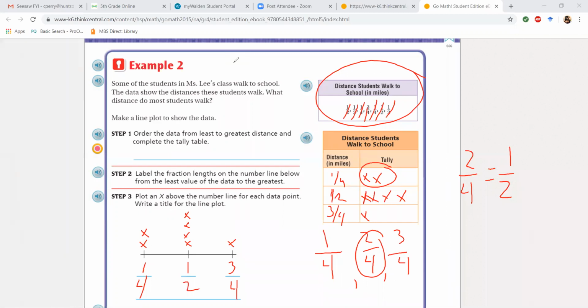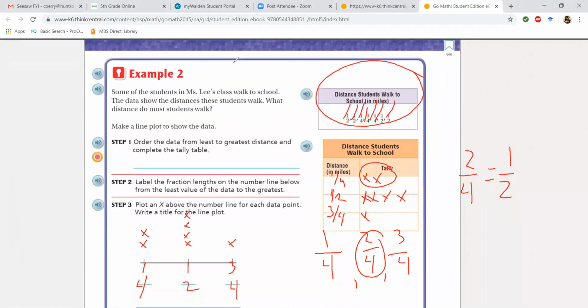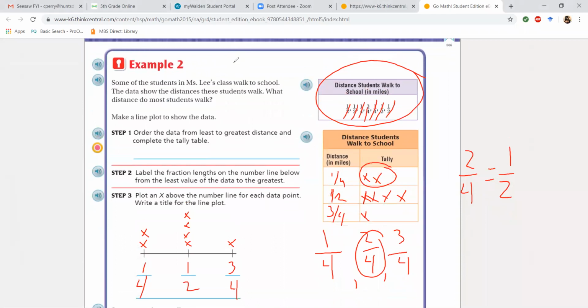All right, so let's think. So most students walk. So that's the question. What distance do most students walk? So to answer this, let's take a look at our line plot and see the total number of X's within each of the fractions. So how many X's do we see with 1/4? 2. How many X's do we see with 1/2? 4. How many X's do we see with 3/4? Just 1. You only get to see 1.